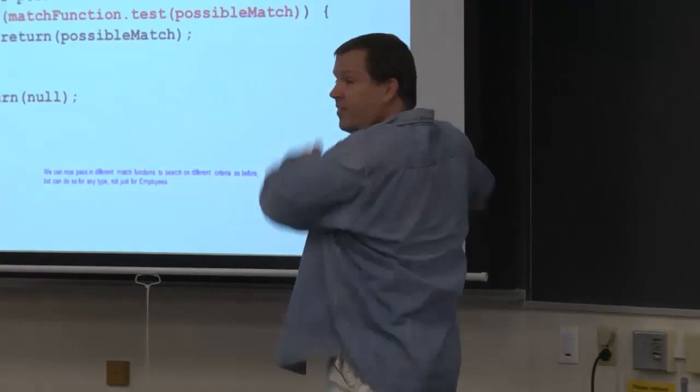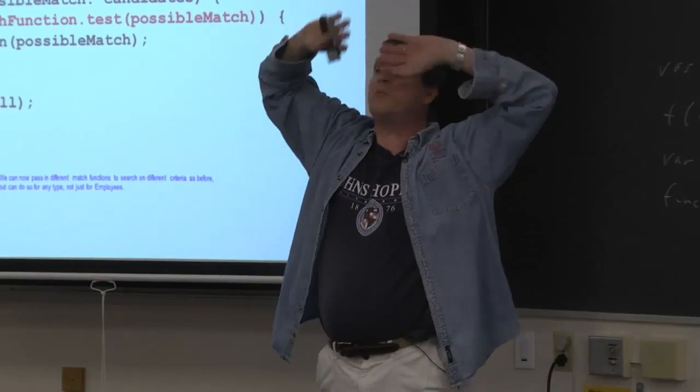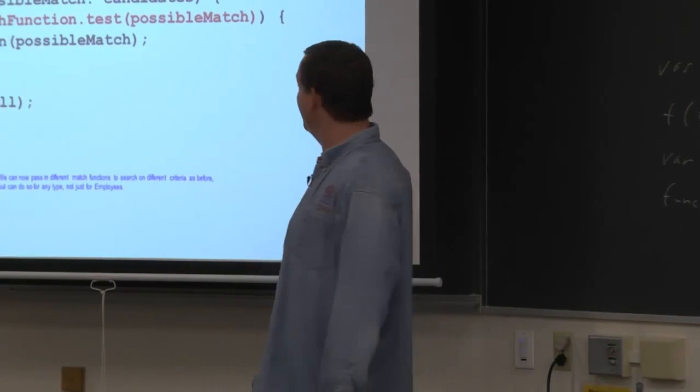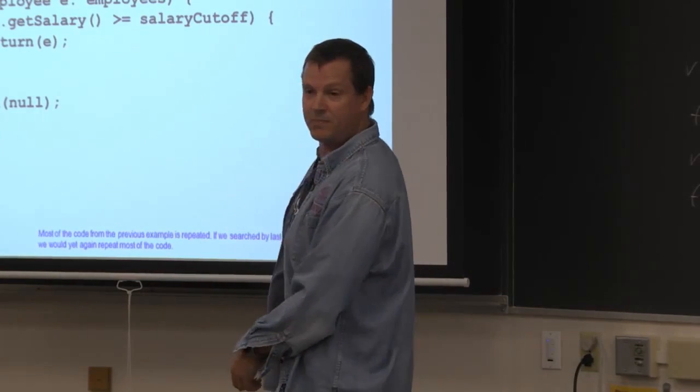And you could have done this in Java 7, but the calling code would have been so bulky that you wouldn't have even bothered. It would have been more repeated code than we repeated back here with the salary and the first name. So you wouldn't have bothered.